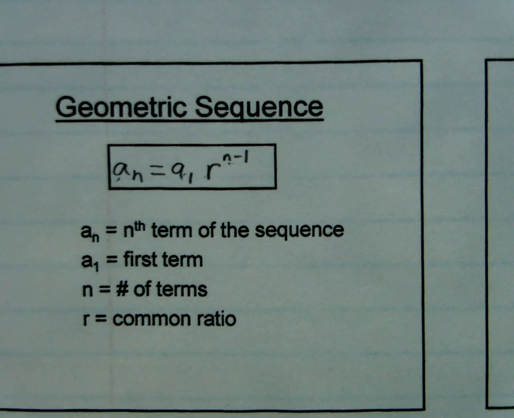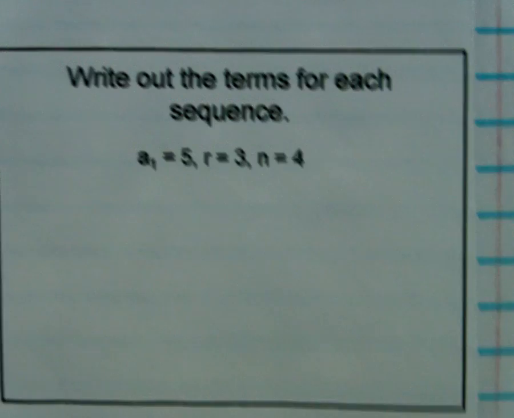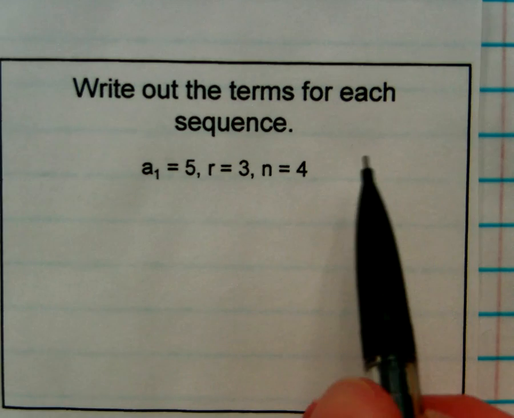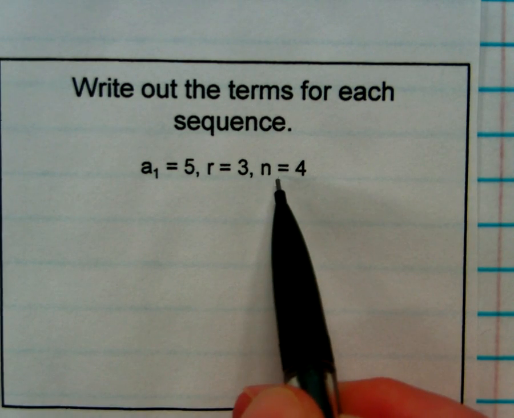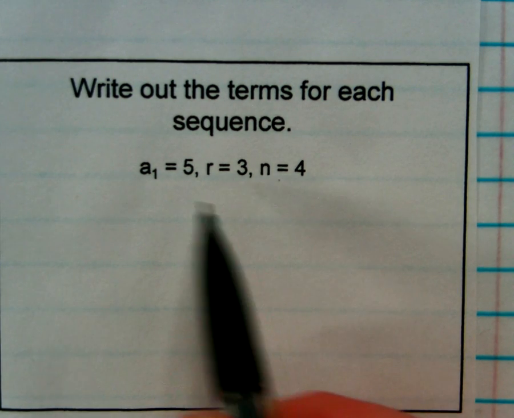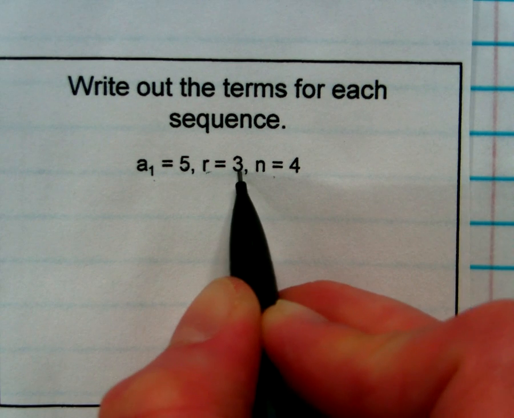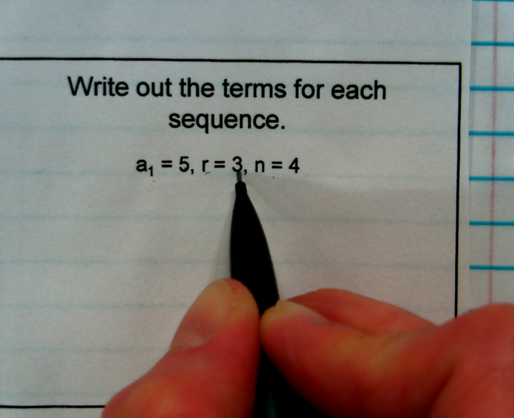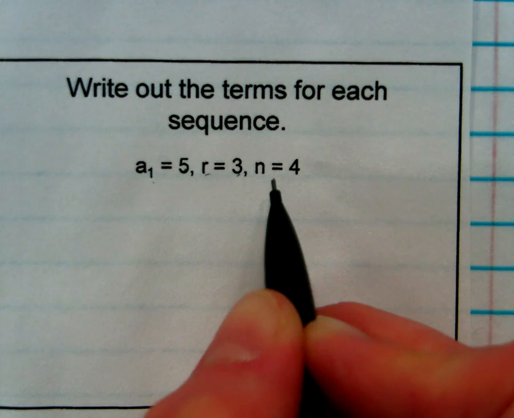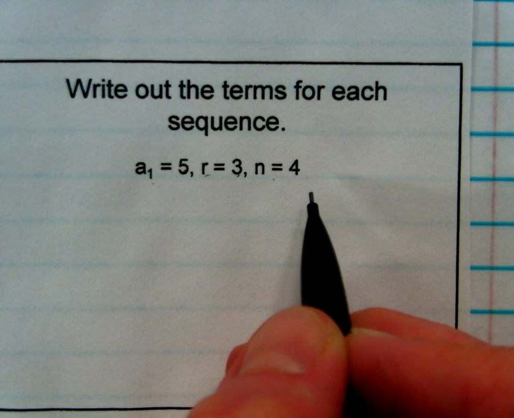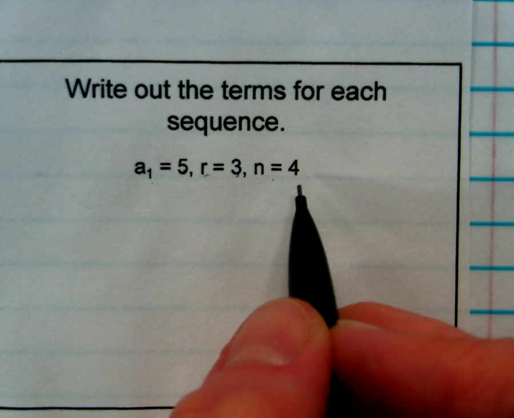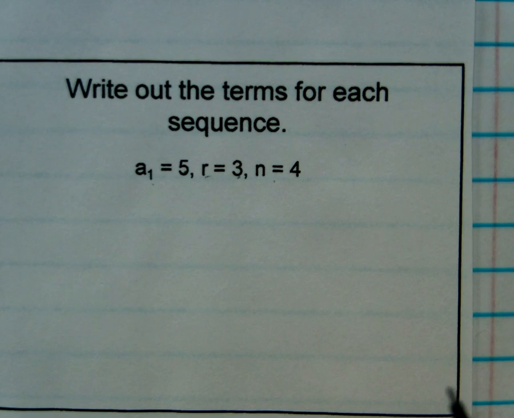So if we go in and take a look at examples, it says write out the terms for each sequence. Let's just go through what it means. A_1 equals 5 just tells you what the first term is. R is 3, so that tells you what you're multiplying by. And then n equals 4 gives you the number of terms. So this one's pretty straightforward.